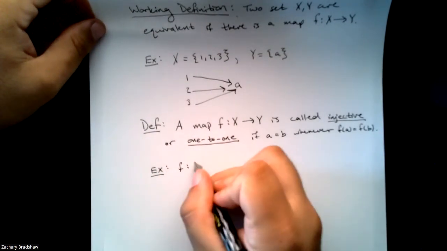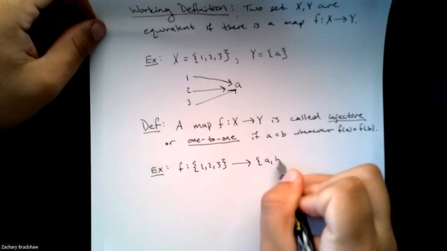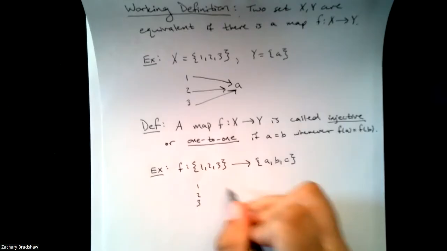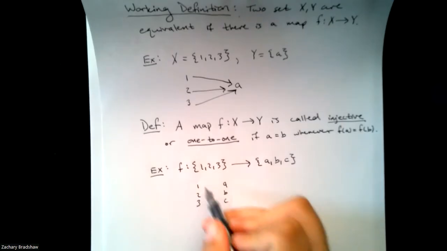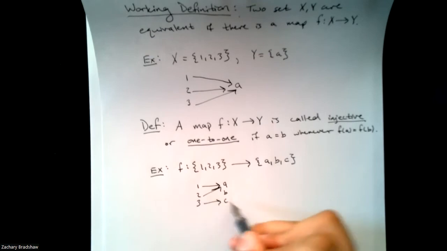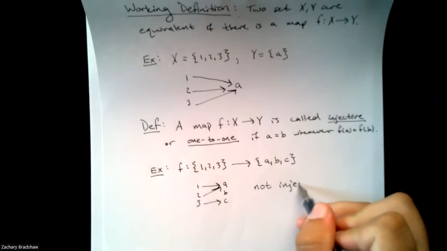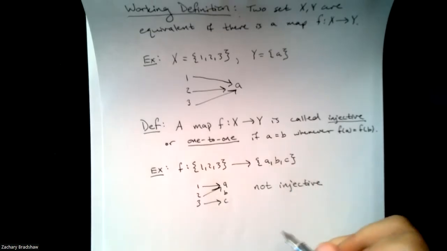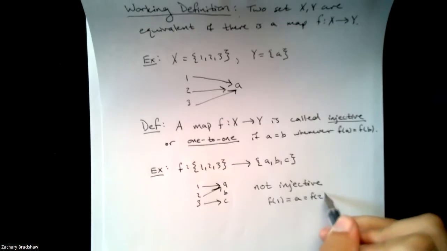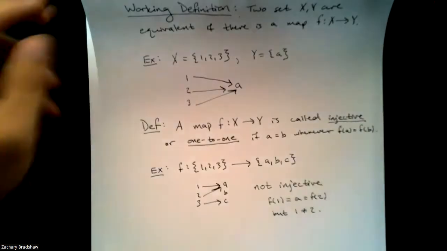Let's take the map f from the set {1, 2, 3} to the set {a, b, c}, and we'll define it first by sending 1 to a, 2 to a, and 3 to c. This is a perfectly good map, but it's not injective. Why? Well, because f of 1 is equal to a, which is equal to f of 2, but 1 is not equal to 2. So injectivity fails.